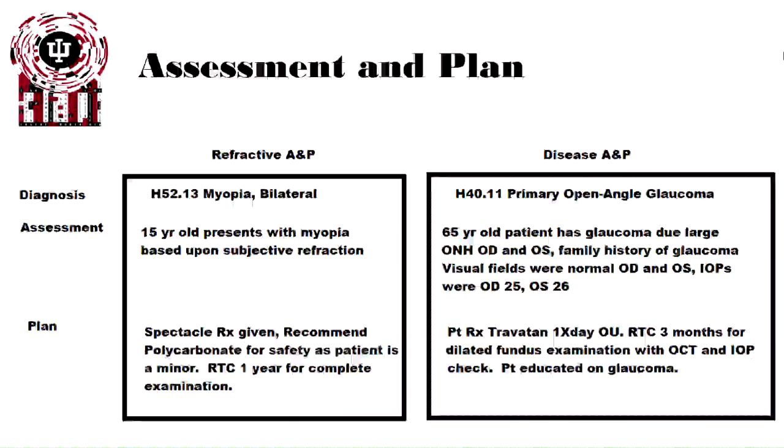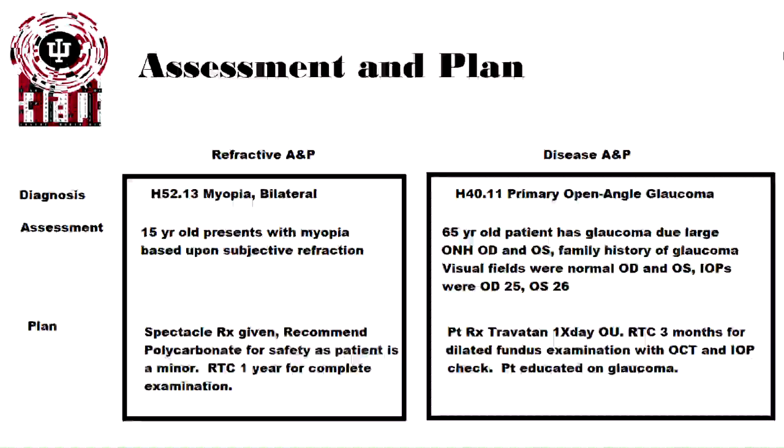Conversely, with our glaucoma, our assessment is a 65-year-old patient diagnosed with glaucoma due to what pertinent positives and negatives? Well, they could have large optic nerves, and so that's why they were diagnosed with glaucoma. They also had a family history of glaucoma, though their visual fields were normal OD and OS, which was a pertinent negative that makes us think that he might not have glaucoma. IOPs were 25 and 26, above normal, so again, that indicates glaucoma.